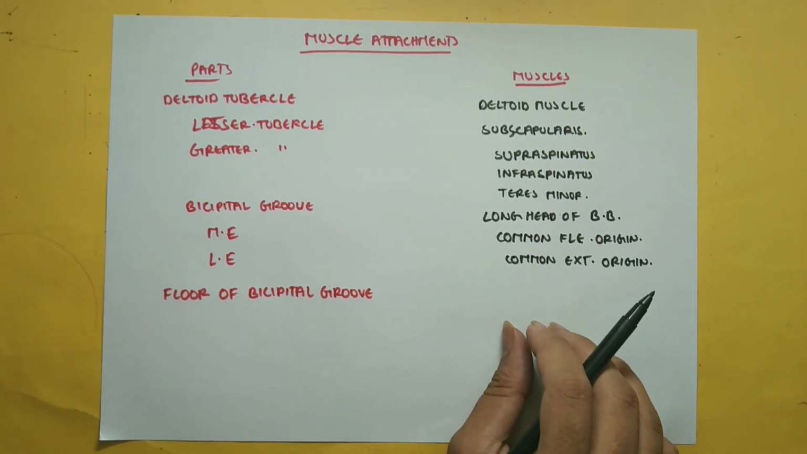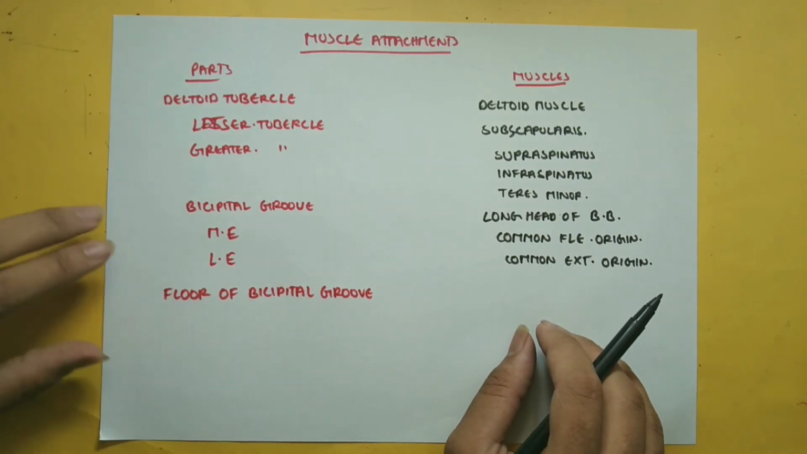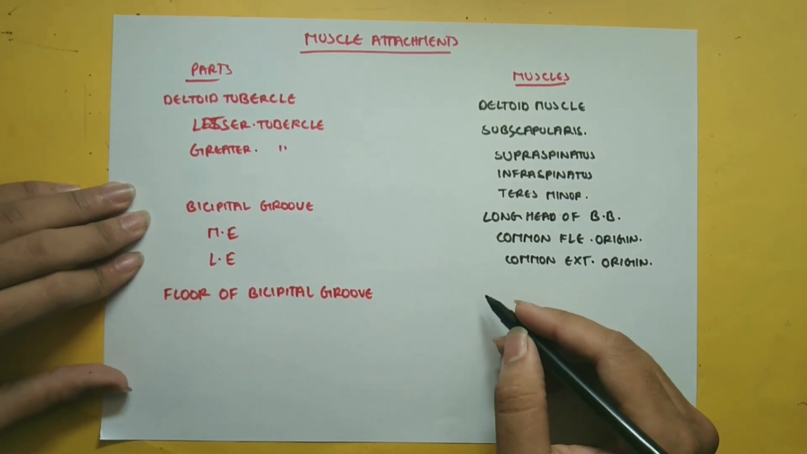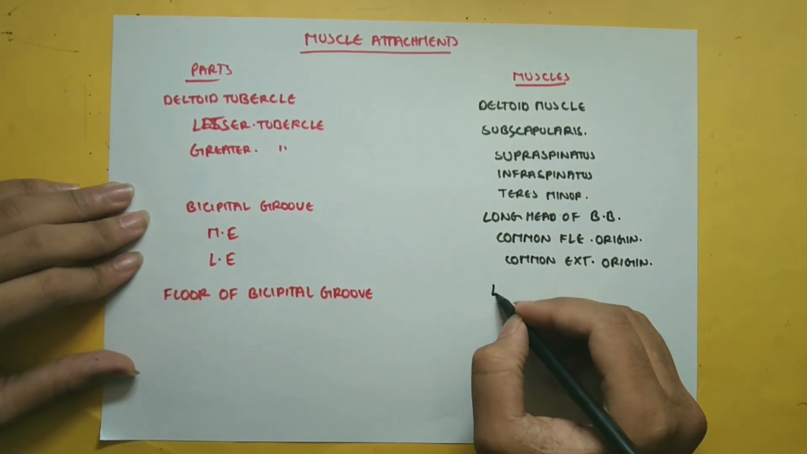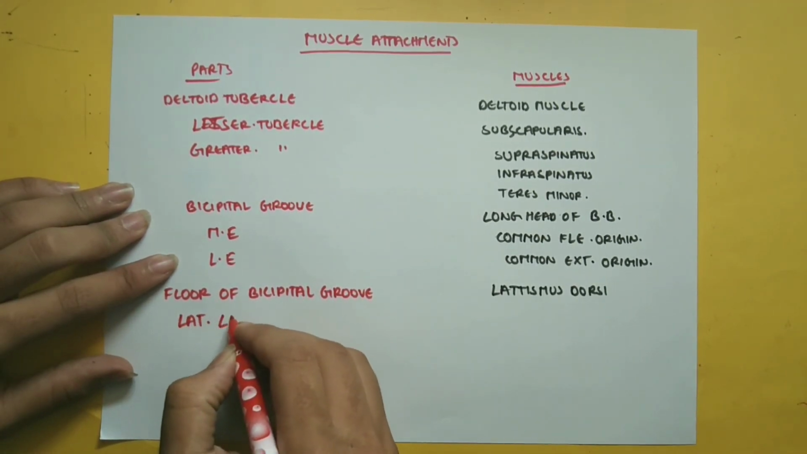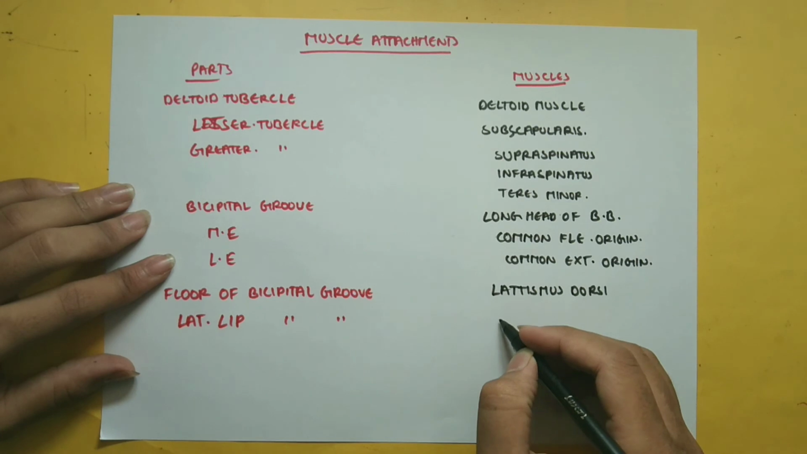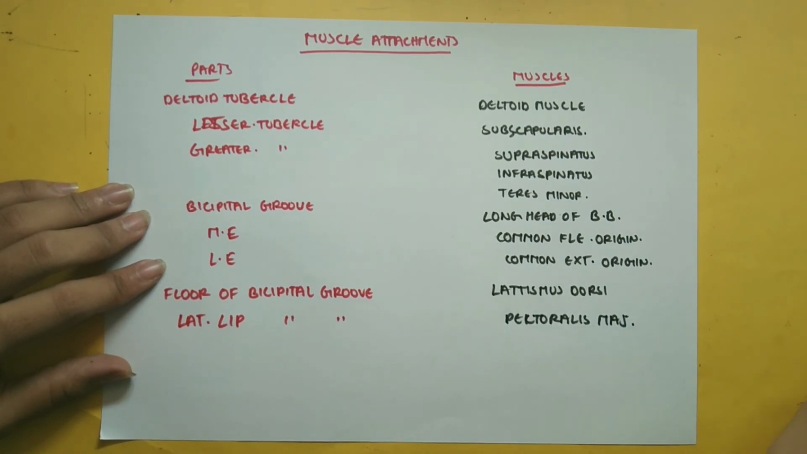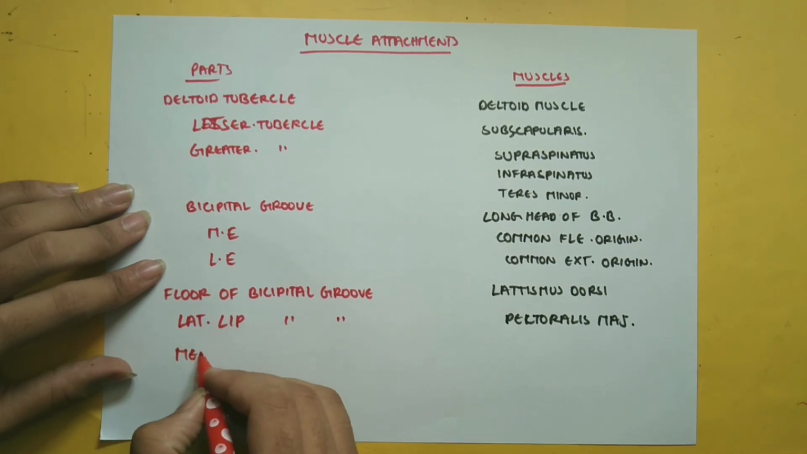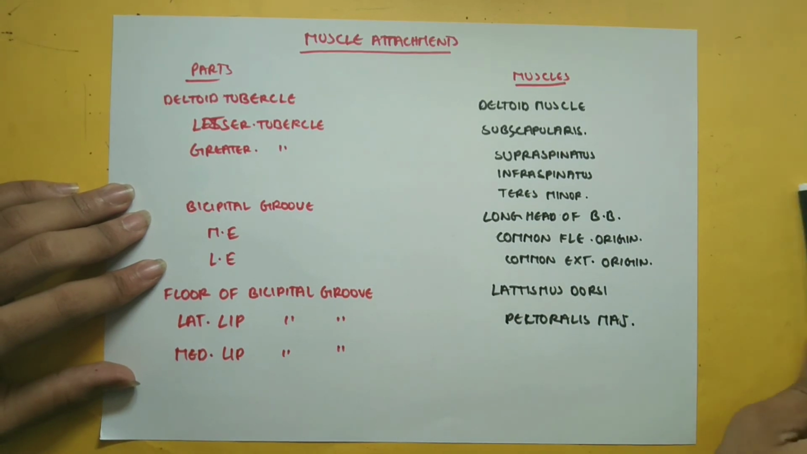Generally, the bicipital groove consists of three parts: two lips, the medial and lateral lips, also called borders, and one floor. So the floor of bicipital groove gives the attachment for latissimus dorsi. And now the lateral lip of bicipital groove gives attachment for the muscle pectoralis major. And what does the medial lip do? It gives attachment for the teres major.